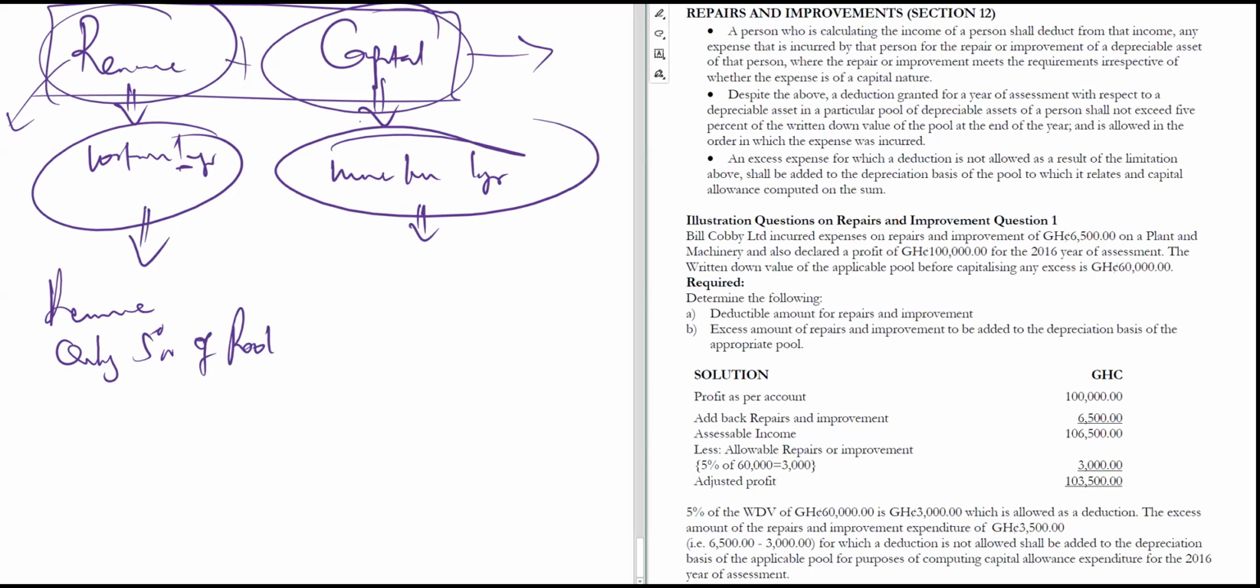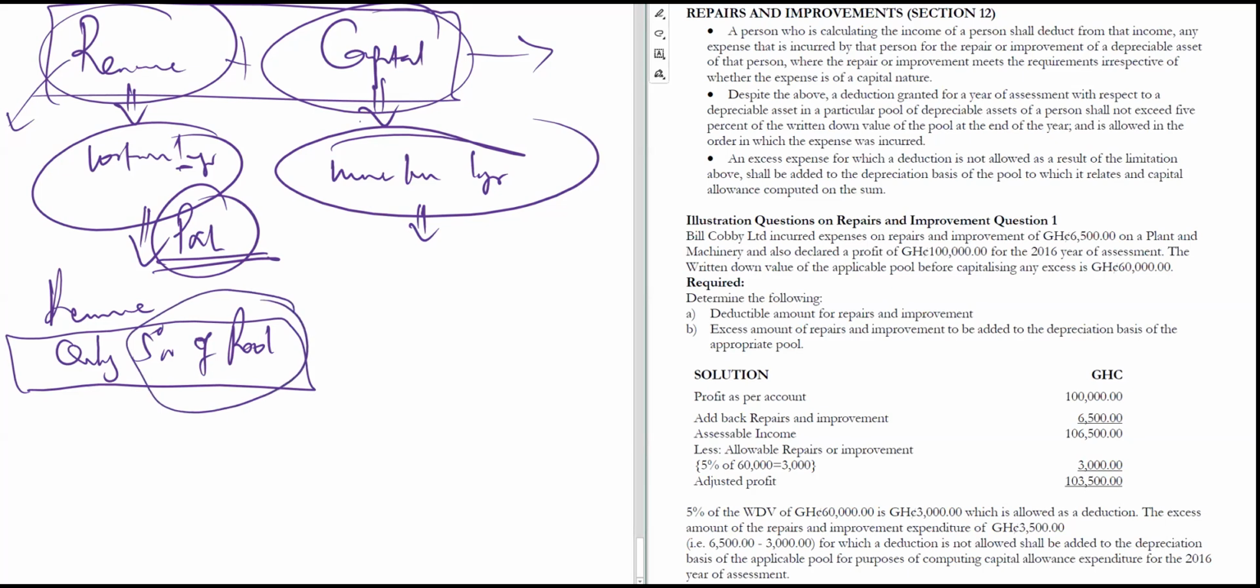Do you get it? Remember that revenue expenses are charged in your P&L. The law is saying that this revenue expenditure shall be limited to 5% of the pool. So any repair that you do, 5% of the pool to which that repair belongs is always revenue expenditure. Then the excess above the 5%, are you getting it? The excess above the 5% of the pool, okay?